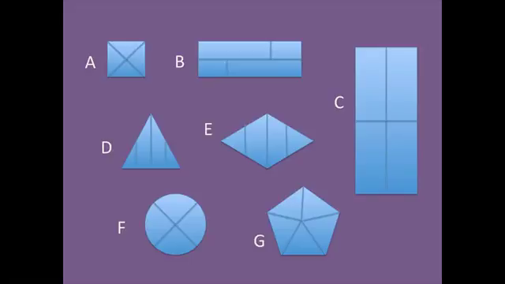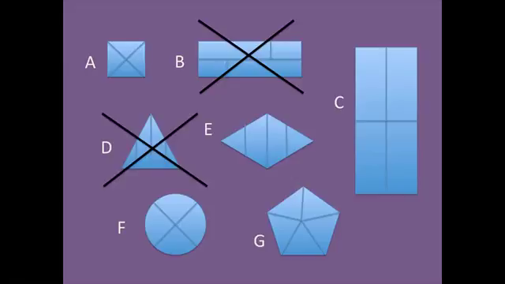Figure A has 4 equal parts. Figure B has 4 parts, but they are not equal. Figure C has 4 equal parts. Figure D has 4 parts, but they are not equal. The same is true of figure E. Figure E has 4 parts that are not equal.